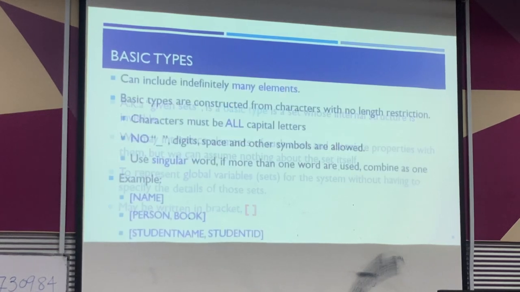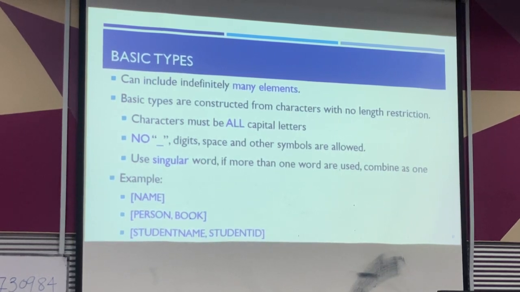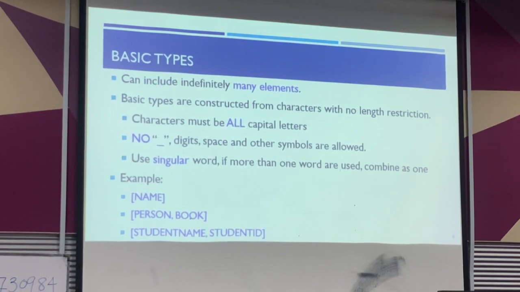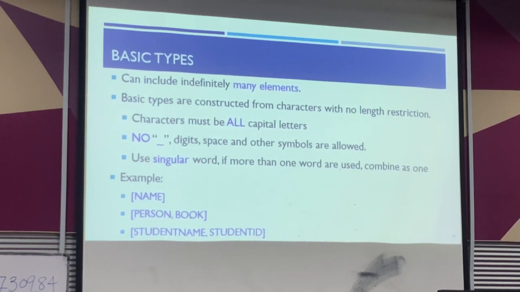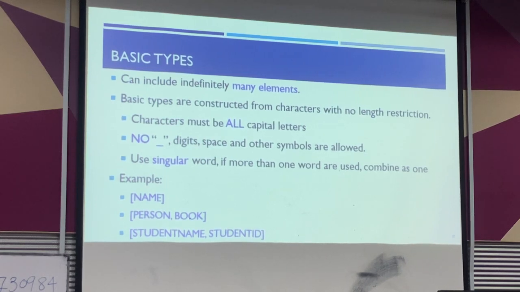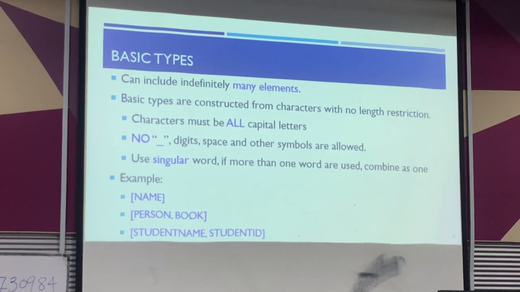But of course, for basic type, there are a few guidelines that you have to follow. Okay, the first one is you have to use all capital letters. All capital letters. Okay, that is one of the guidelines that you have to remember. You have to use all capital letters. No digit, no symbol, underscore, whatever, no. No space. Okay, cannot. Cannot have digit, cannot have space, cannot have symbols, and so on.